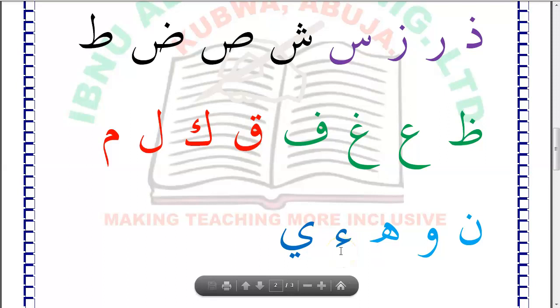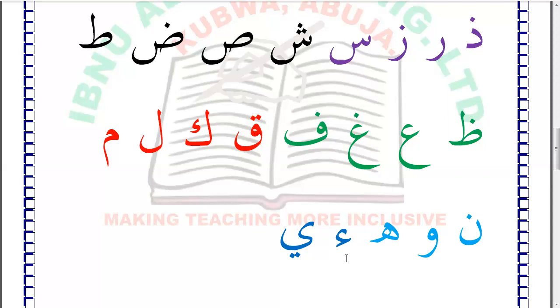Okay, then we have hamza and ya'un. Remember, hamza can be written without alif, and without ya, and without wa. This hamza is written in isolation. Hamza can also be written on top of alif, and when you see it written on top of alif, you still call it hamza or alif.